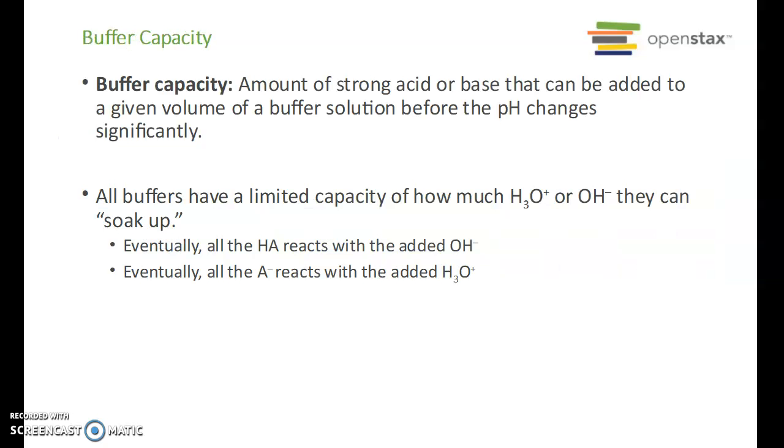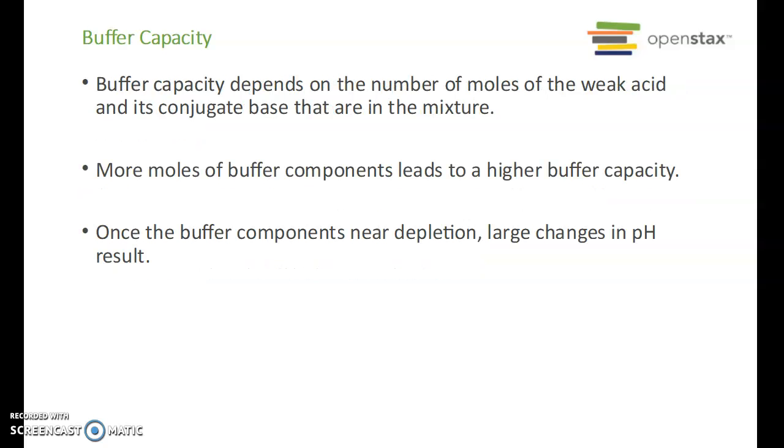The buffer capacity is the amount of strong acid or base that can be added to a given volume of a buffered solution before the pH changes significantly. All buffers have a limited capacity of how much hydronium ion or hydroxide they can soak up. Eventually, all of the acid reacts upon the addition of the hydroxide ion, or all of the acetate ion reacts with the added hydronium ion.